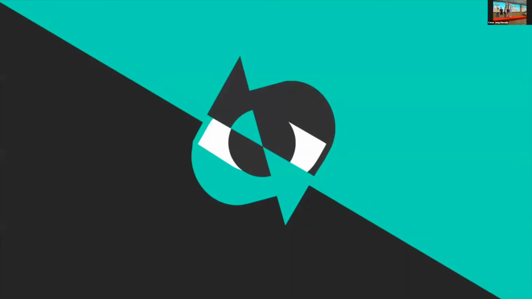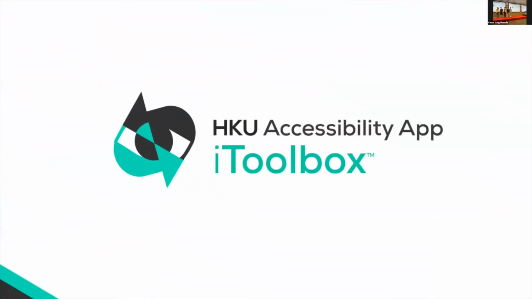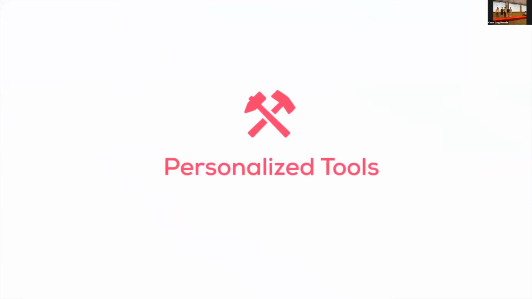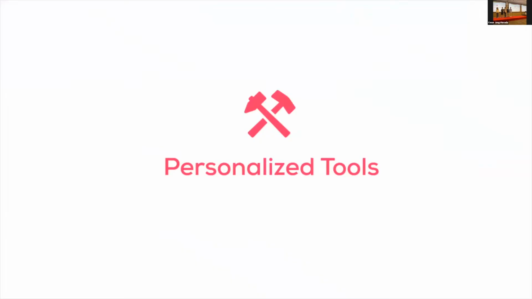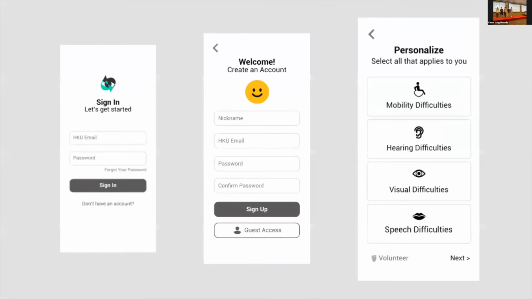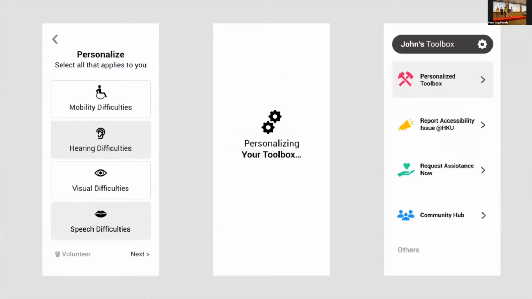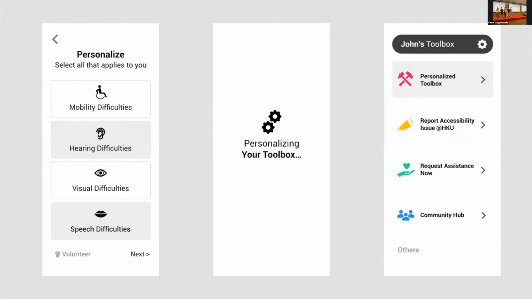The HKU accessibility app, iToolbox. Here's how it works. The first aspect of the app is the personalized tools part. When you download the app, you'll be asked to customize it in accordance with the type of difficulties that you have. In this example, I selected hearing difficulties and speech difficulties. The app will then be personalized to fit your needs, and the respective tools will be stored in the personalized toolbox part.